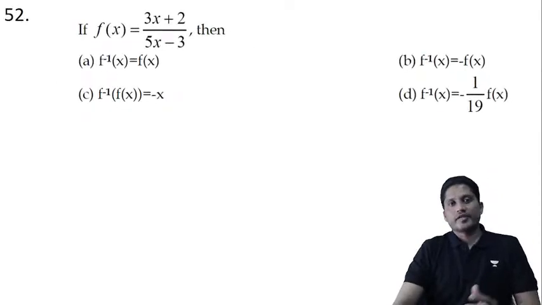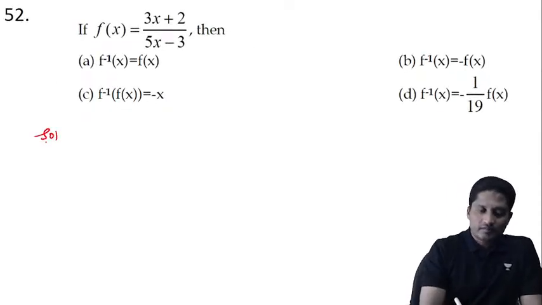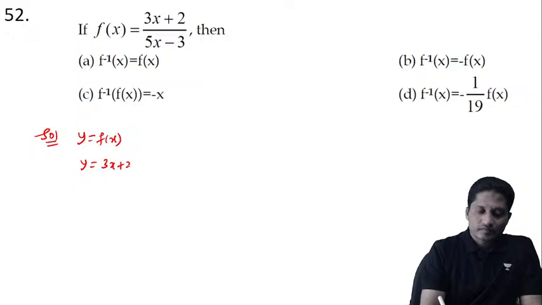Okay, question number 52. Which of the following is true? First, I'll find the inverse. Y is equal to f of x, right? This is y as a function of x. I'll simplify and write x as a function of y. Y is equal to 3x plus 2 upon 5x minus 3. Now cross multiply.